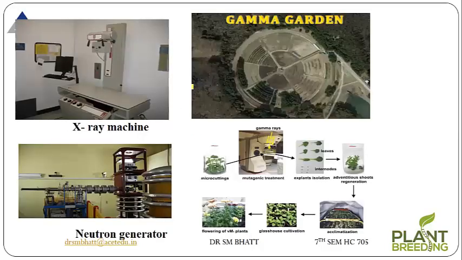Now you can see the machine. This is the X-ray machine where you can create a mutation. This is a specialized chamber, so the outside effect is not visible. Gamma garden, you can see this is a closed chamber that is highly useful for irradiating with gamma rays. Neutron generator, they are creating neutrons at very high speeds, and you can see they are applied in various things like micro cutting, mutagenic treatment, explant isolation, shoot regeneration, and so on, actually mutation.